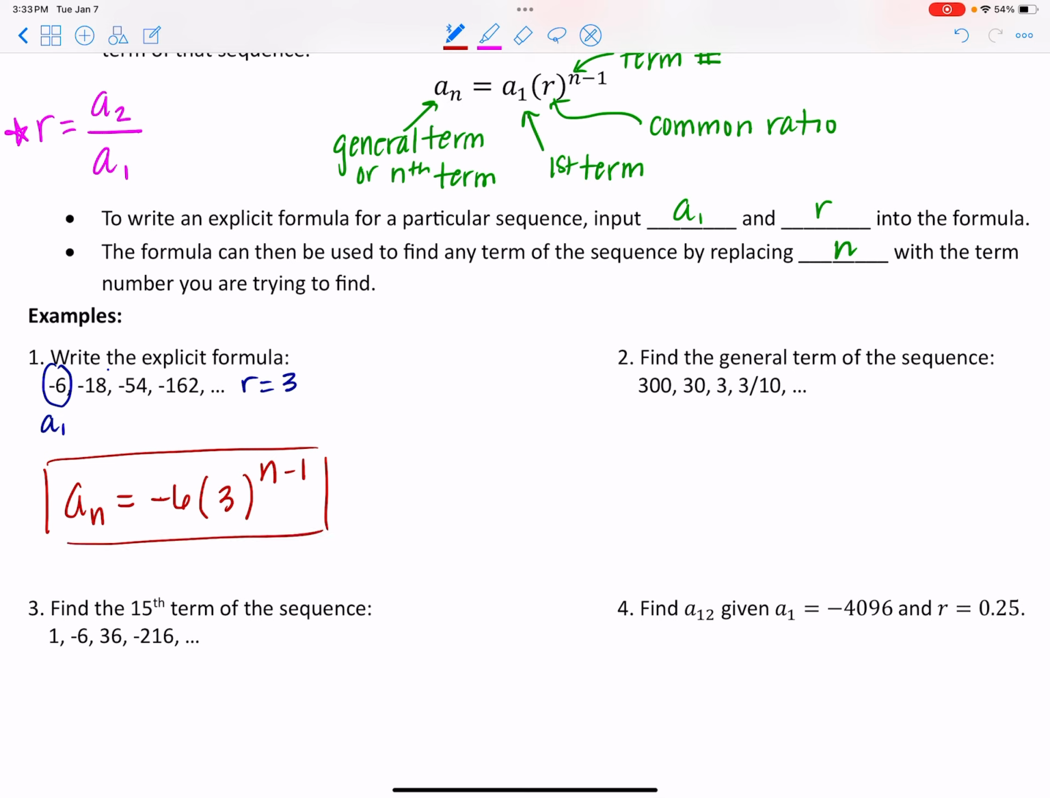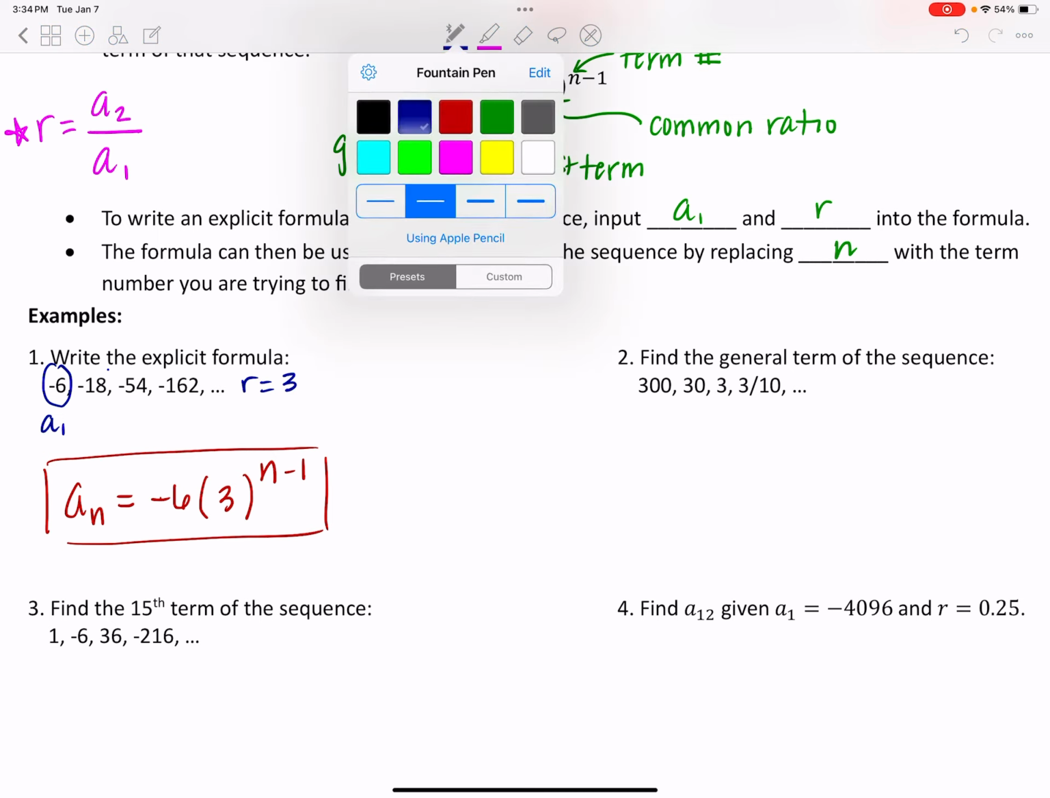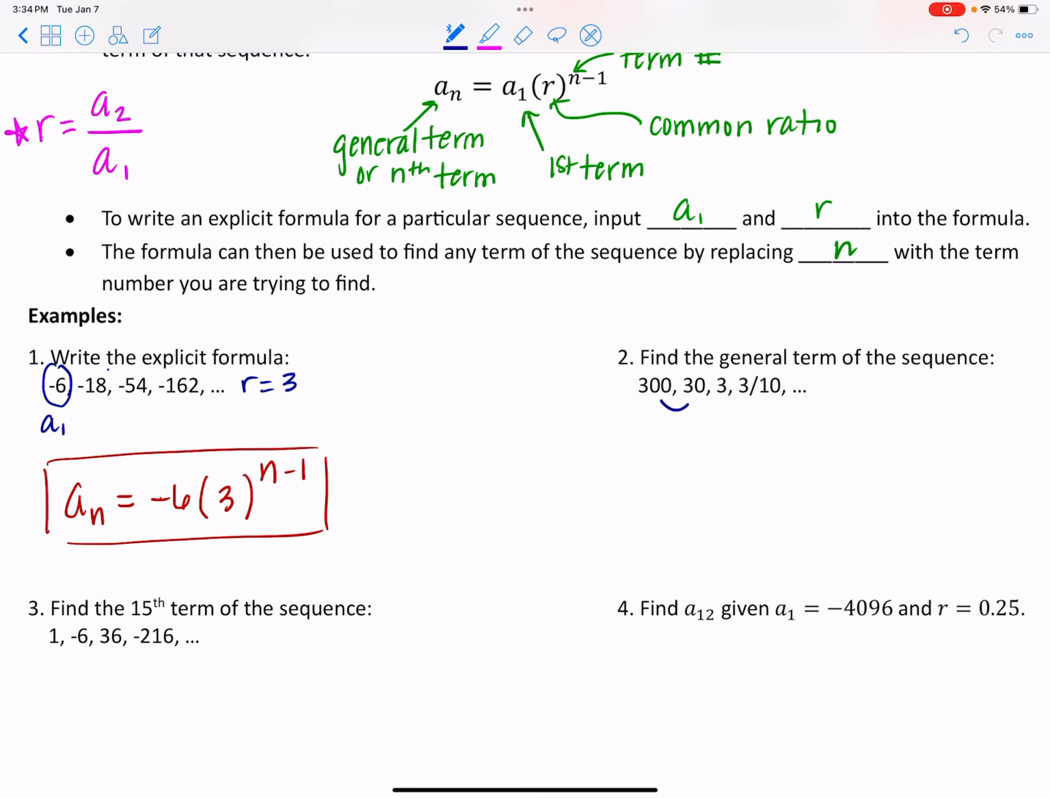Okay? In number 2, we're asked to find the general term of a sequence, which is different directions but asking for the same thing. The explicit formula is a formula to find the general term, the nth term. So again, I want to make sure this is geometric so that I'm using the right formulas. I am dividing by 10 to get from here to here, again here to here, again here to here. If I'm dividing by 10, then I am multiplying by 1/10.